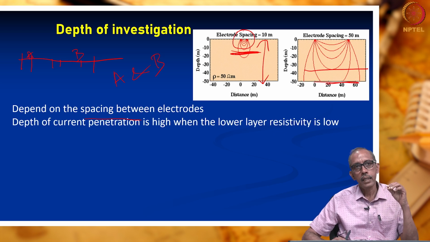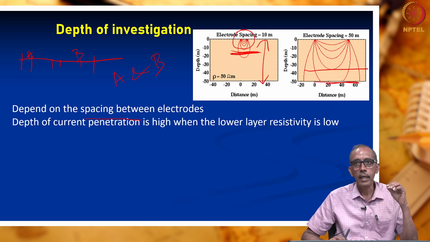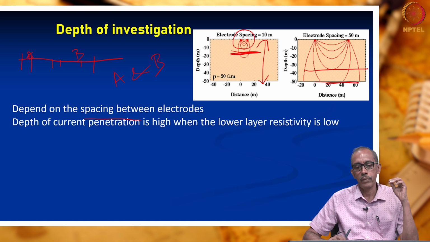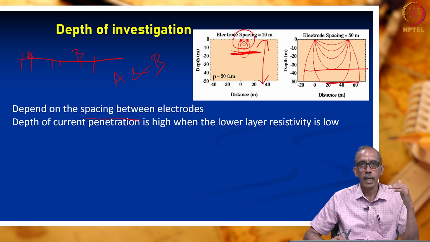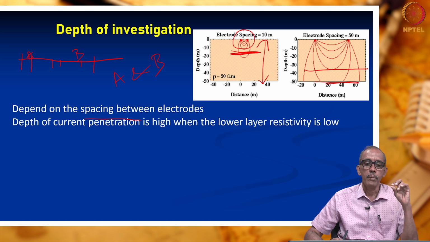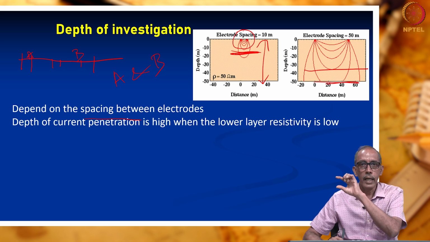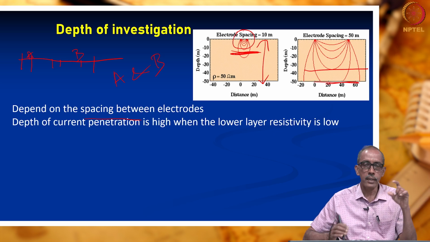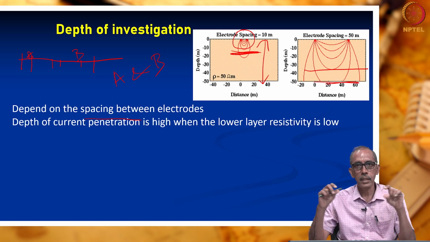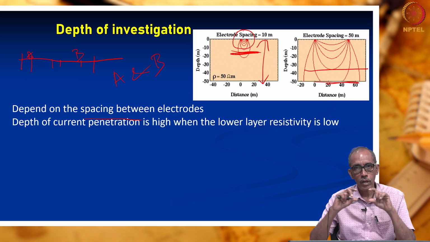Then depth of current penetration is high whenever we have lower layer is of having low resistivity. Depth of penetration is high when the lower layer resistivity is low. This is also very clear because the depth of penetration is also related to the resistivity of the subsurface formations. For example, beneath the surface, if you have clay layer, we had discussed already, clay layer is having higher porosity, due to which it is expected to have some amount of moisture.